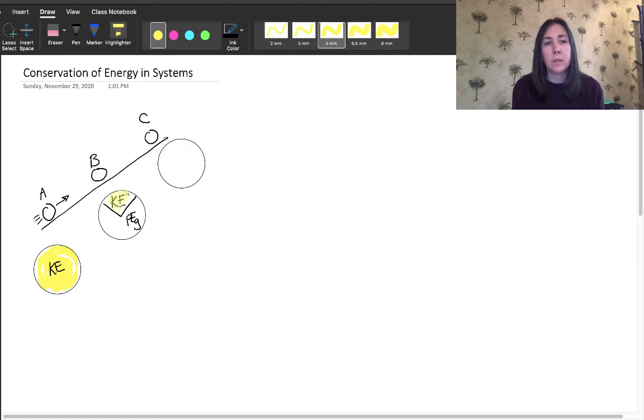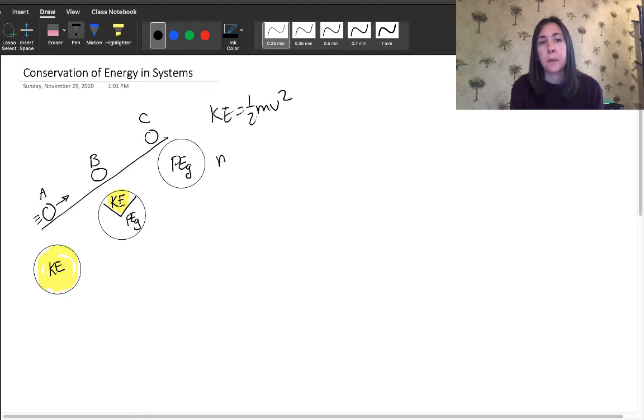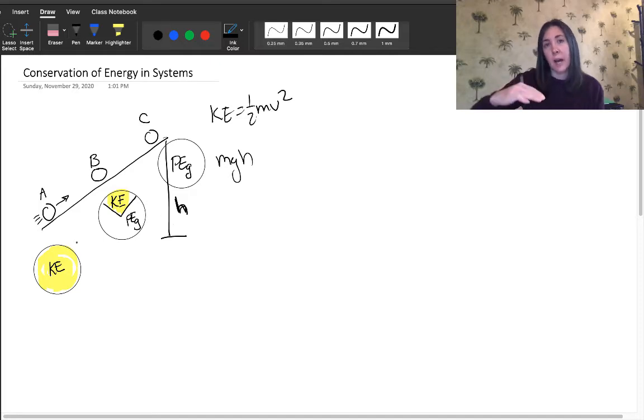And then once you get to the very top of the hill, the ball's no longer moving. And remember, kinetic energy is 1/2 mass velocity squared. And so if this ball has no velocity, it has no kinetic energy, meaning this whole pie has been converted to gravitational potential energy. Remember our units, the equation there is mgh, where you can find that by just looking at the height of the hill, or the change in height.